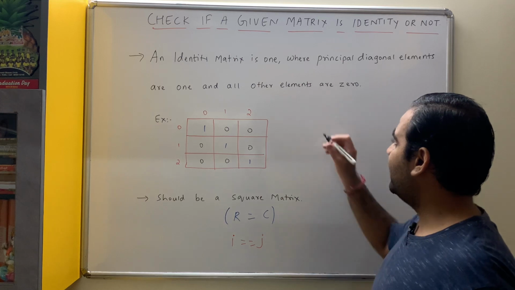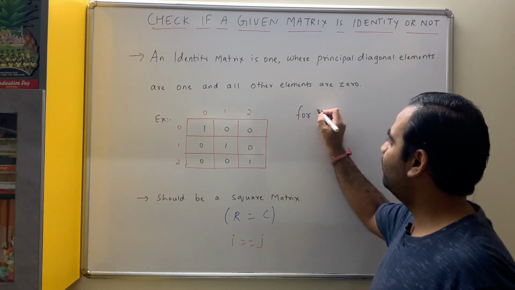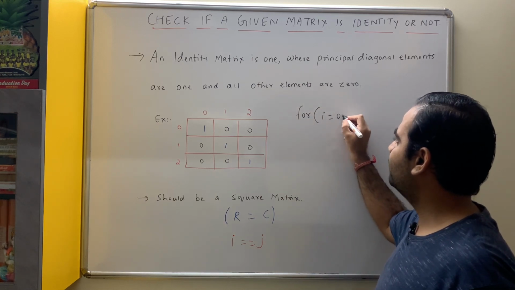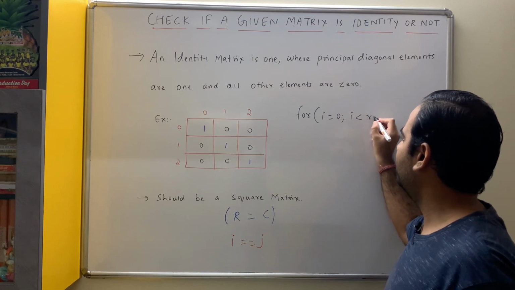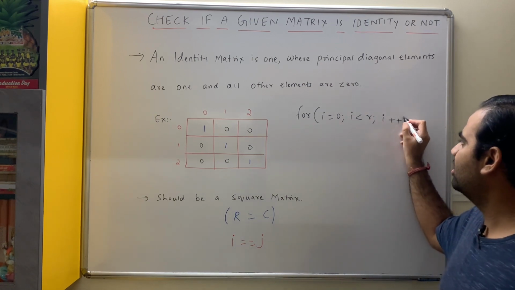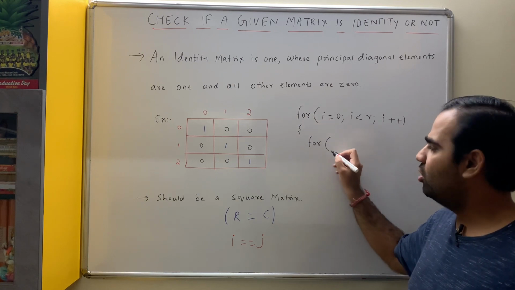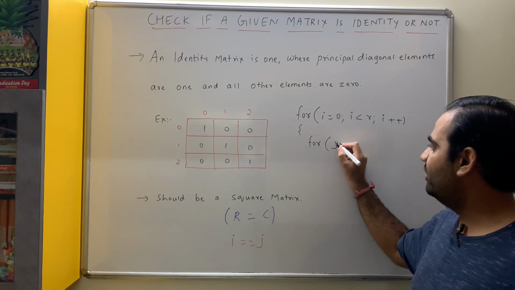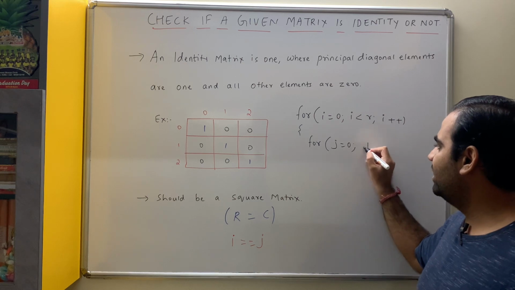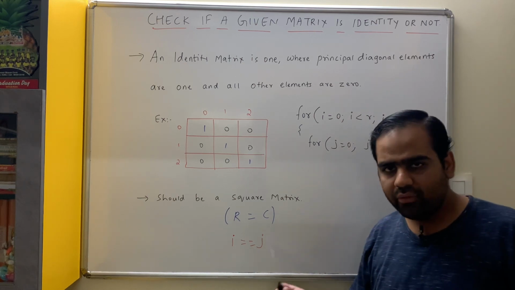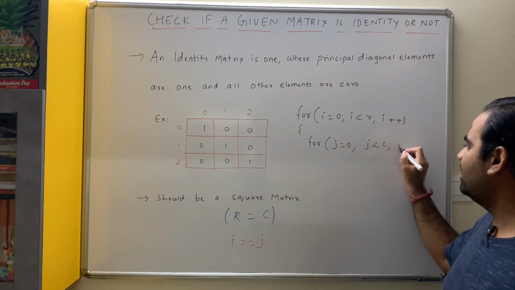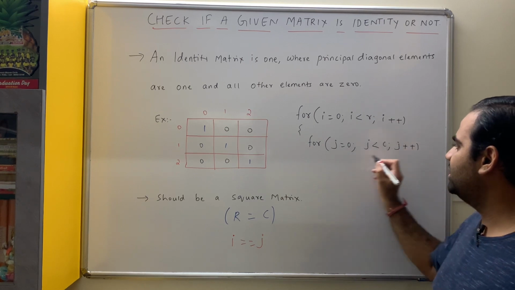Now how do we take each element of the matrix? We say for i starting from 0, i less than the number of rows, i plus plus. This is row by row. Then we take each column of the individual row. How do we do it? For j is 0, j less than r, or we can say j less than c, because r is equal to c, and j plus plus.